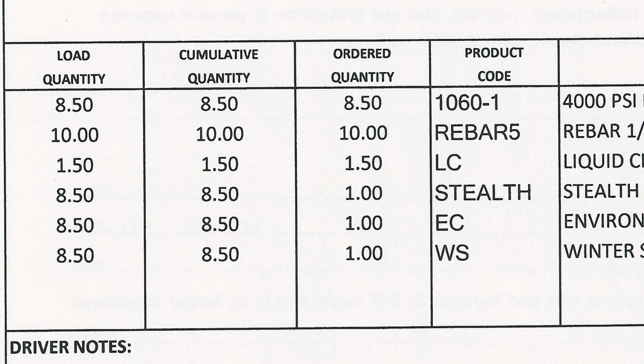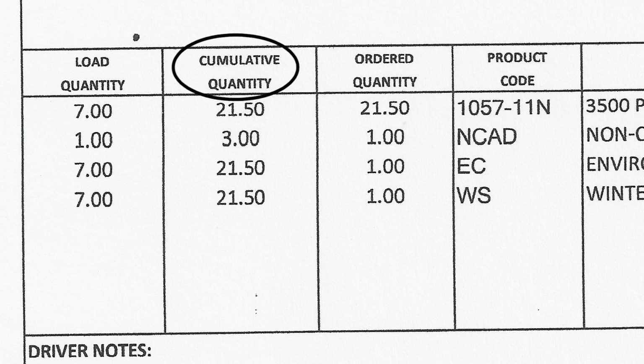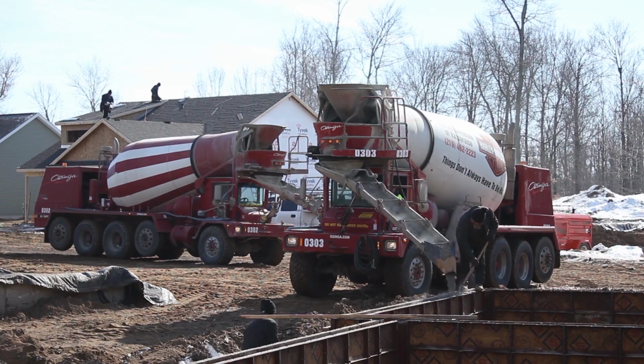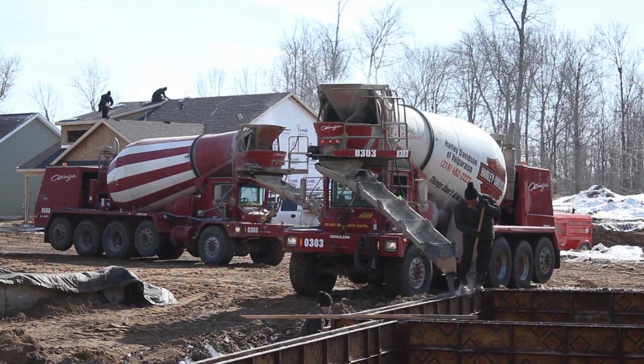Here we can see a ticket for a 7-yard load out of a total of 21.5 yards. The cumulative quantity tells us that this is the final load for this pour, reaching the total of 21.5 yards. When this truck arrives on the job, he will likely see the truck that brought the previous load. This might help the driver see where he will be pouring and how to access the pour.